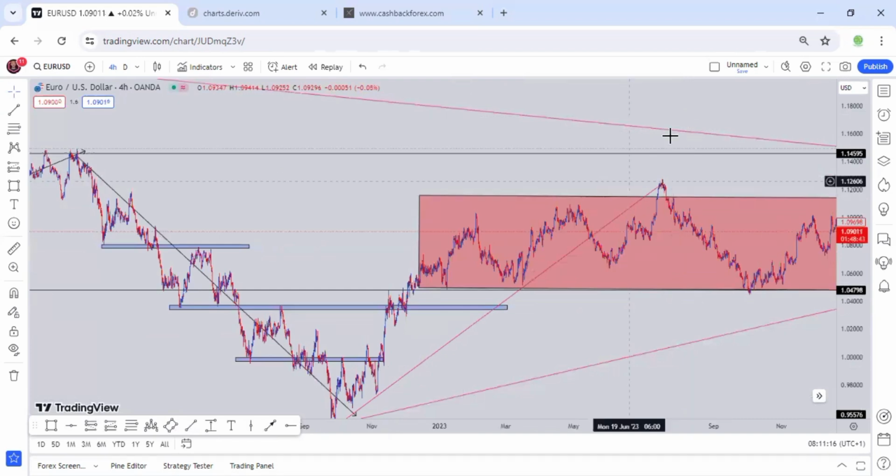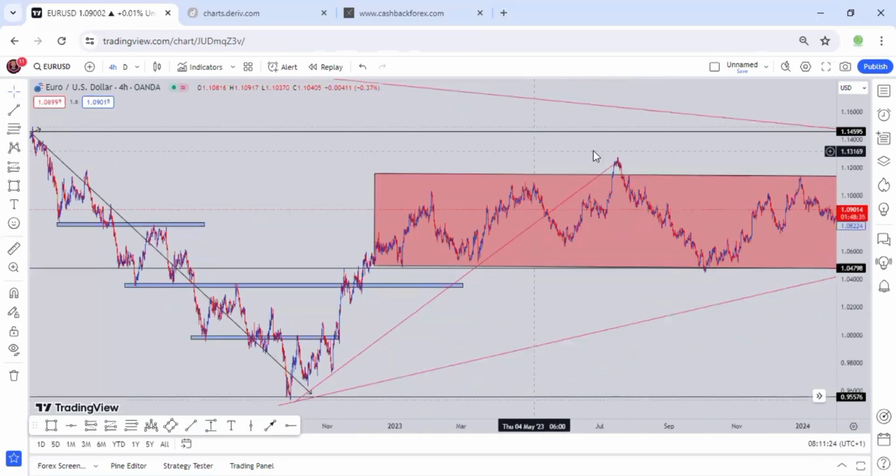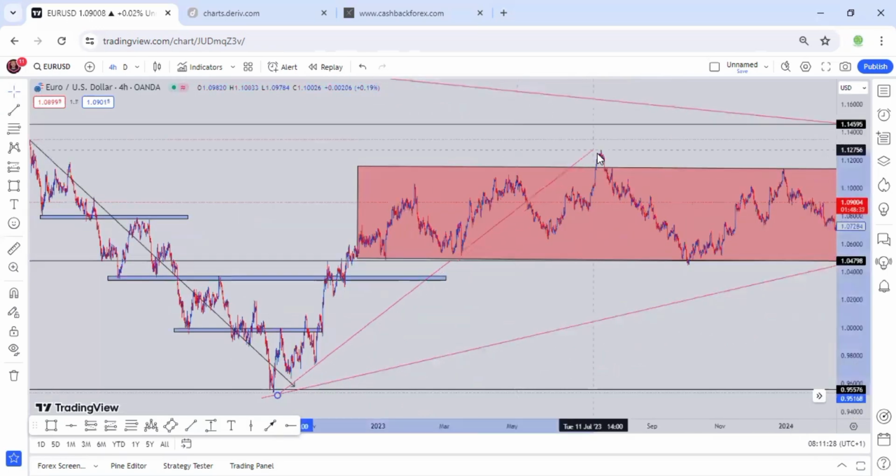But when we get to this level, we should also be taking note of the correction. Now, what did the market do? The market came here and swept this level, a sweep of liquidity.